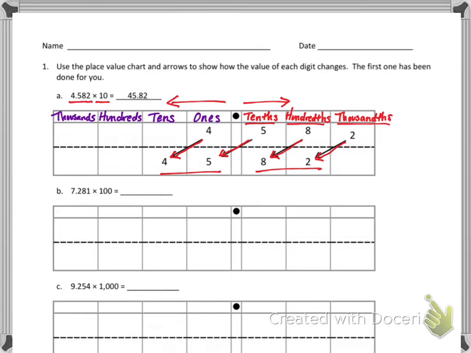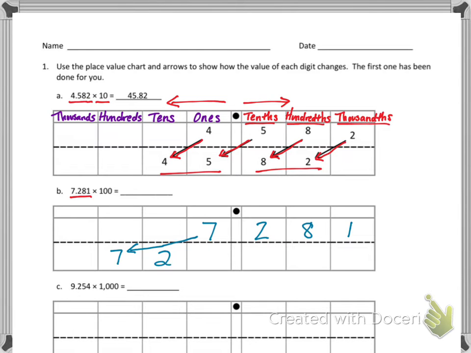So when we are multiplying the next problem, 7 and 281 thousandths times 100, instead of moving one place value to the left, they are going to move two place values to the left. So I'll start by putting the number in the place value chart. And I want to line up each digit in the correct place value. So 7 ones, 2 tenths, 8 hundredths, and 1 thousandth. And if I'm multiplying times 100, I'm moving the digit two place values to the left.